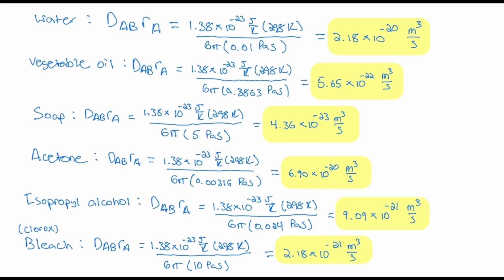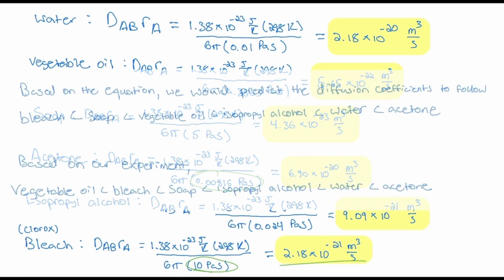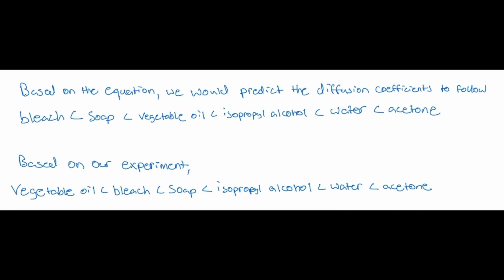As we can see, the highest viscosity liquid was bleach. It also has the least amount of diffusion within 10 minutes, and therefore the smallest diffusion coefficient. On the other hand, acetone has the lowest viscosity of only 6, and as expected, it diffused the quickest. Repeating these calculations for the remaining liquids, we see that the predicted order of the diffusion coefficients matches our experimental observations.